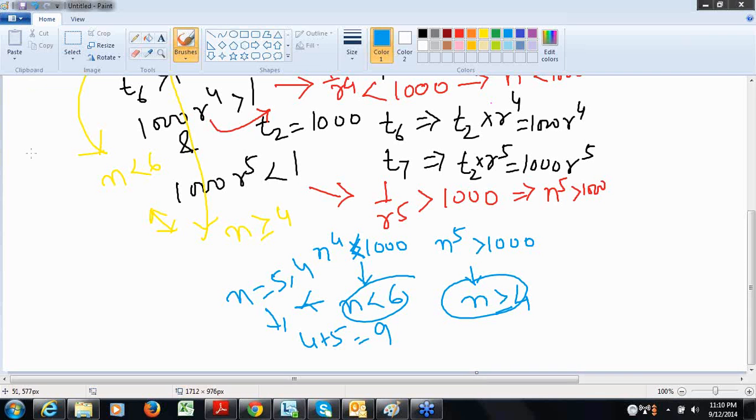Okay. So Natasha, we have got two conditions. If you combine both of the things, n to the power 4 is less than 1000 and n to the power 5 is greater than 1000. So n will have two values, 4 or 5, because n has to be greater than or equal to 4, so it can take values 4, 5, 6, everything. And n is less than 6, it can take values 1, 2, 3, 4, 5. So combine these two. n can take values 4 and 5. So 4 plus 5 is 9. Everybody clear? Okay, Natasha, thanks a lot.